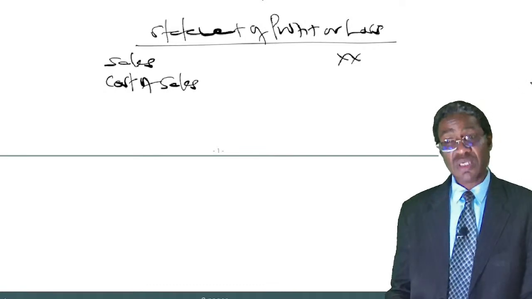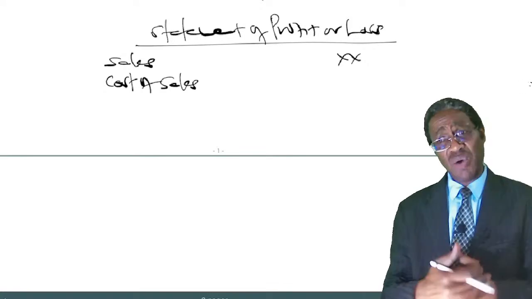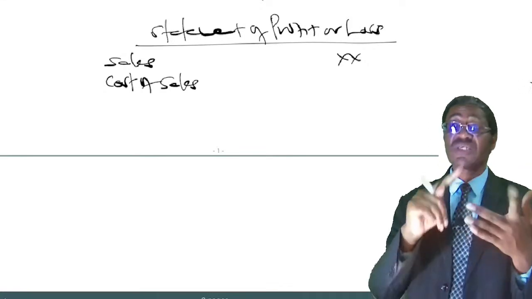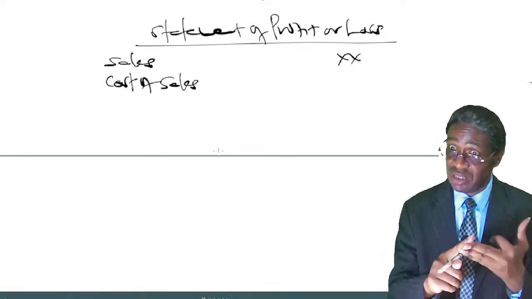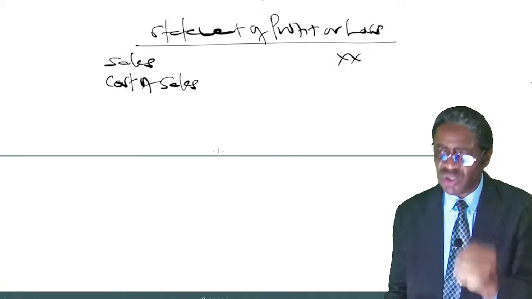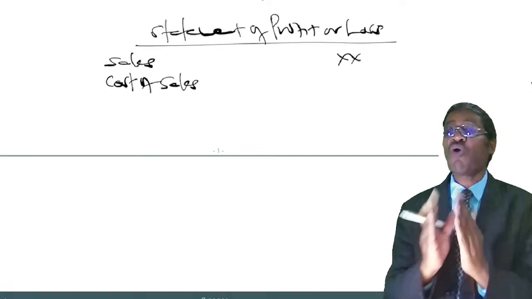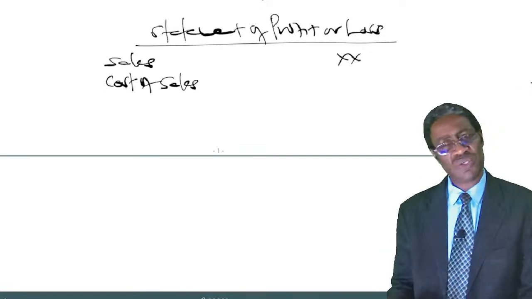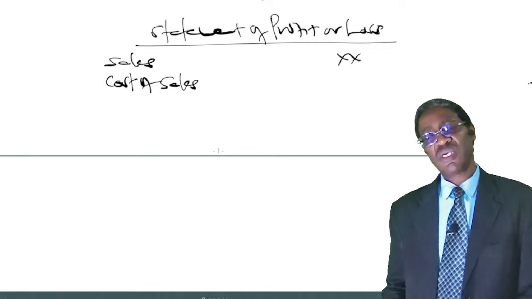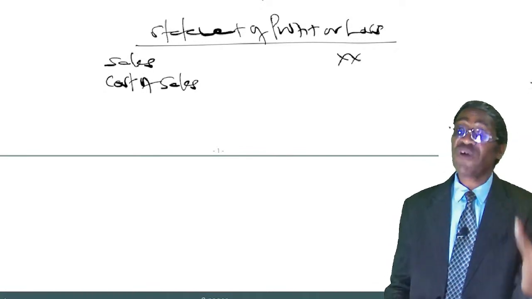Now listen, for cost of sales, it's true we know how we normally determine cost of sales. We normally take opening stock, add purchases, less closing stock. But listen, for publication purposes, you normally don't show the workings. You don't show the workings of the cost of sales on the face of the income statement, like you used to do when you did financial accounting.